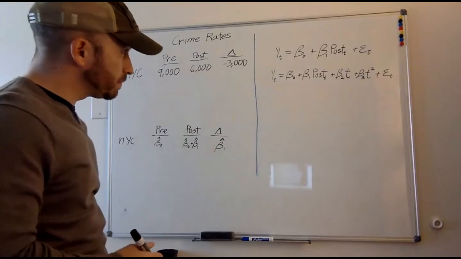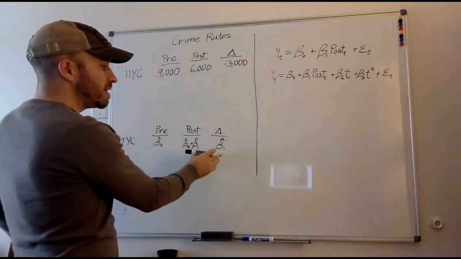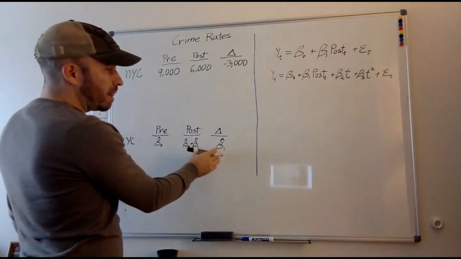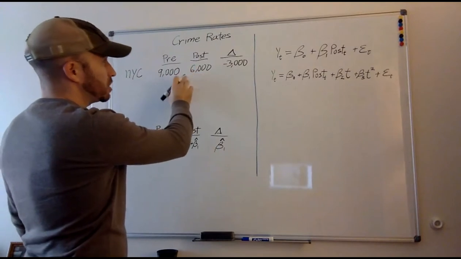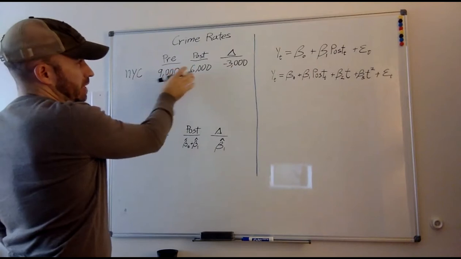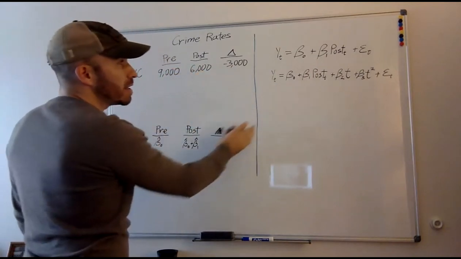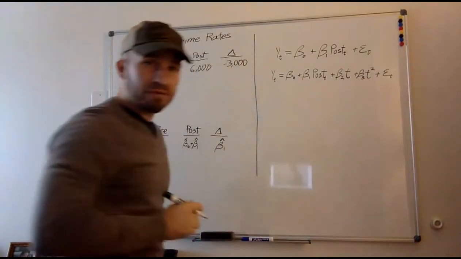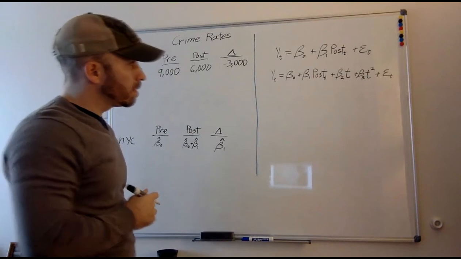Now, all of that fundamentally doesn't change the fact that this beta 1 hat is still the estimate of the change in expected crime rates in the pre and post period. It's just, in this case, it would be conditional on more factors.